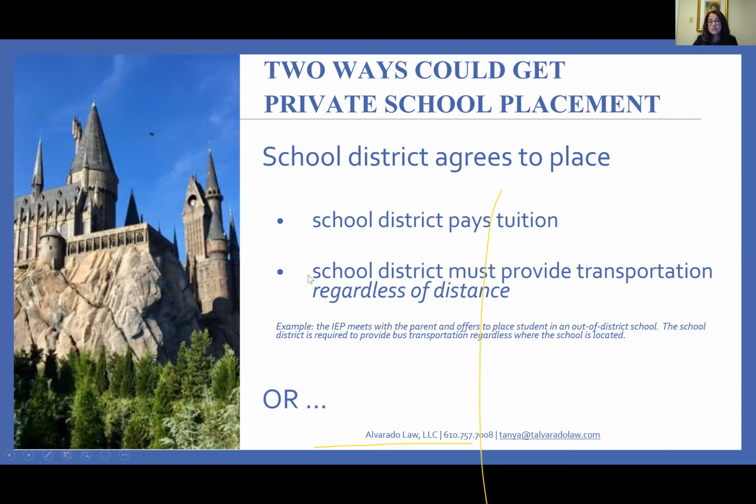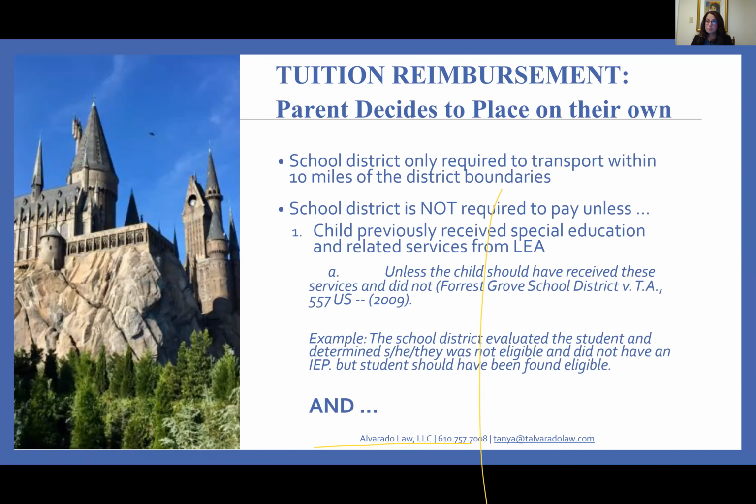The other way that schools might be required to pay for private school is tuition reimbursement. This occurs when there is no agreement between the parent and the school district at an IEP meeting. The school district says, well, we can offer services here. And the parent says, no, I don't think your program is appropriate for my child, and I must now find a private school to send my child to. Under the statute, the entitlement to the parent is a reimbursement of tuition.